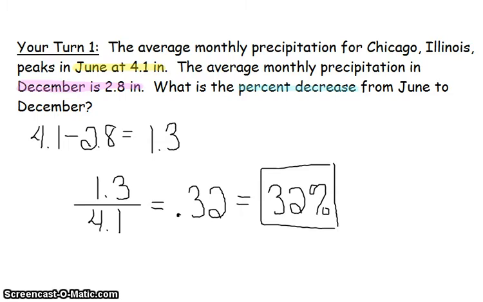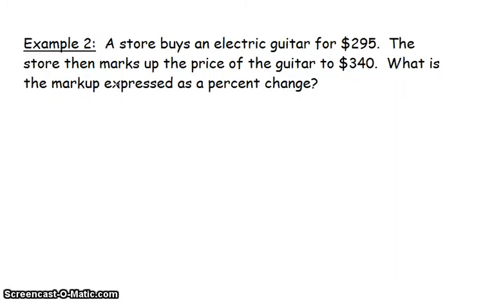All right, so let's look at another example. And this one is dealing with a guitar. So along the same lines, this store has purchased a guitar from someone and they paid $295. So this store paid $295. That's actually our original amount. That's how much the store has invested in this guitar. But then it goes on to read that the store marks up the price. Okay, this happens all the time. They mark up the price of the guitar to $340.